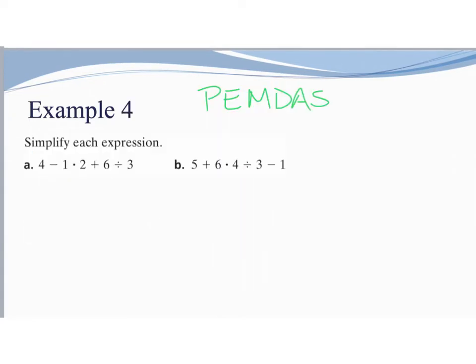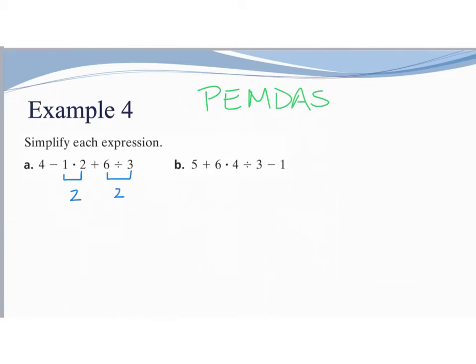Now for example 4, these look a little more complicated, but if you continue to follow the order of operations, it's really the same process that we've been doing all along. So I'm going to look at part A. I don't have any parentheses, I don't have any exponents, so I'm going to simplify all of the multiplication and division. So I have 1 times 2, which is 2. I have 6 divided by 3, which is also 2.